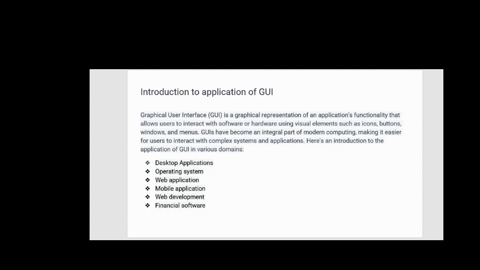Graphical user interface is a graphical representation of an application's functionality that allows users to interact with the software or the hardware using visual elements such as icons, buttons, windows and menus. GUIs have become an integral part of modern computing, making it easier for users to interact with complex systems and applications. Here is an introduction to the application of GUI in various domains like desktop application, operating system, web application, mobile application, web development, financial software.